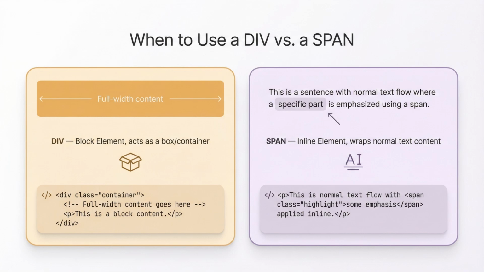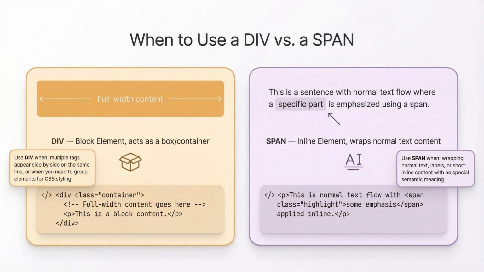So what's the difference between a div and a span? A div is a block-level element. Think of it as a box or container that groups multiple elements together. A span, on the other hand, is an inline element, used to wrap plain text content.